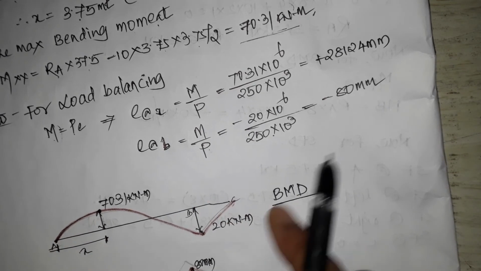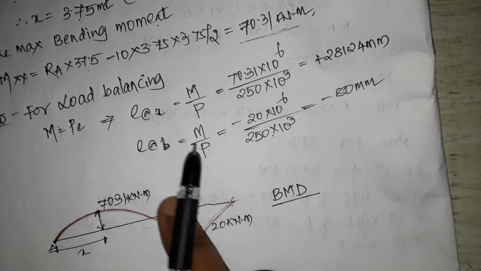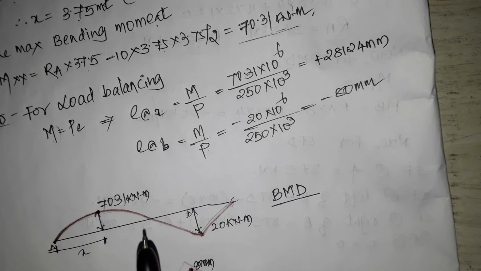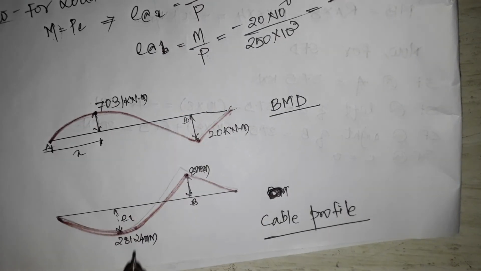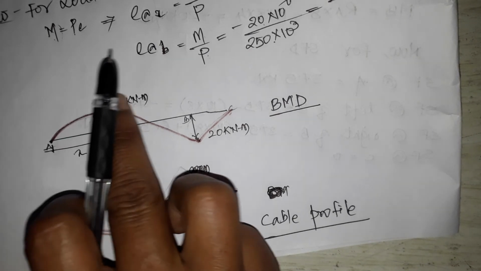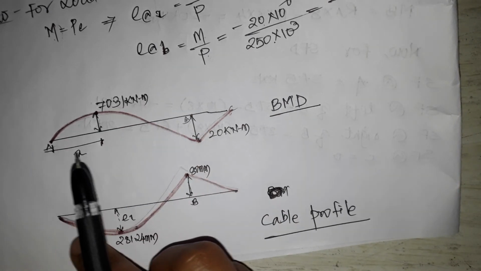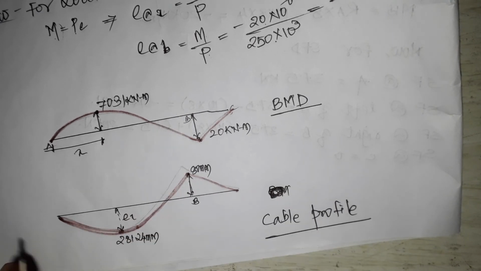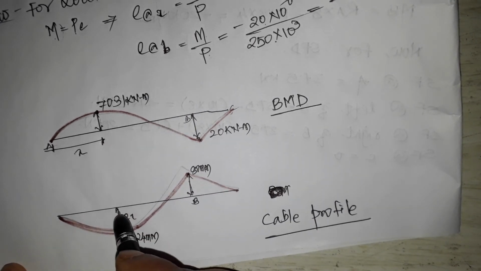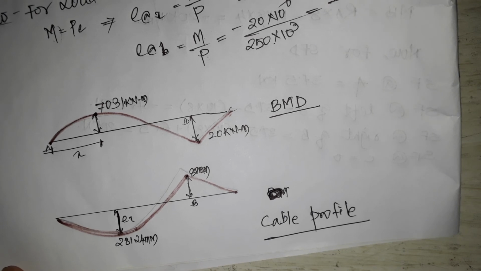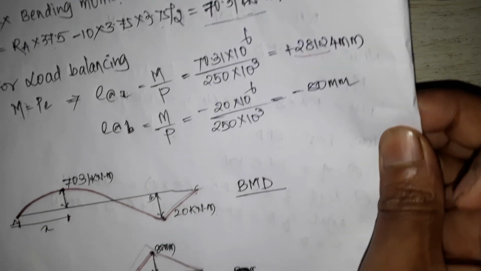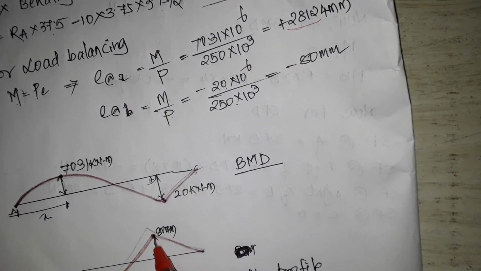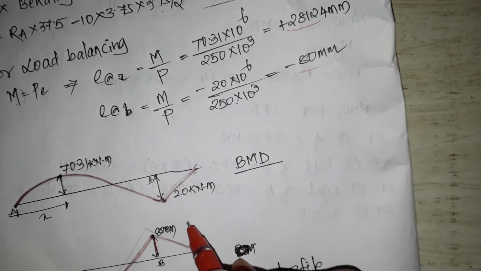With respect to this bending moment diagram, to balance this bending moment we have to provide the cable profile. If the bending is like this, the balancing load should be in the opposite direction, so the profile should be like this, to avoid bending. So we got e at x here, which we have already calculated as 281.24. And e at B we have already calculated, that is also 80 mm.